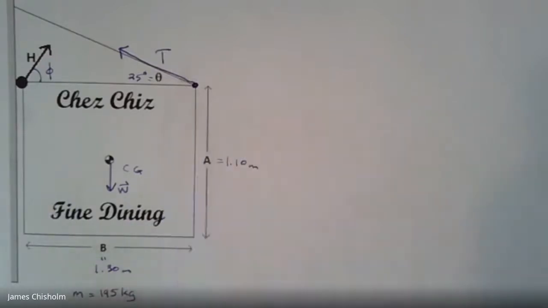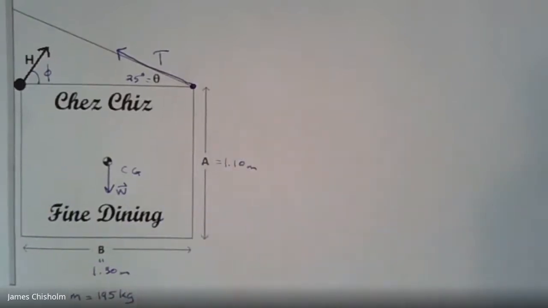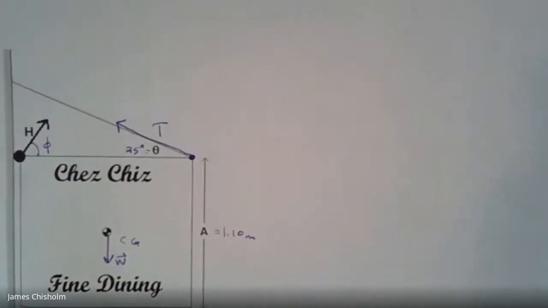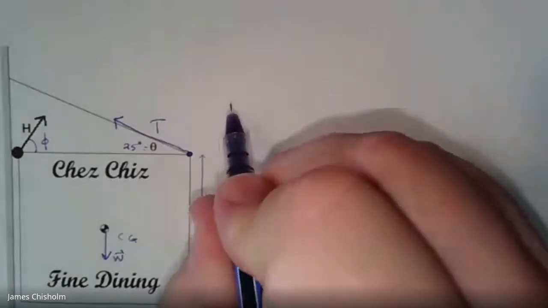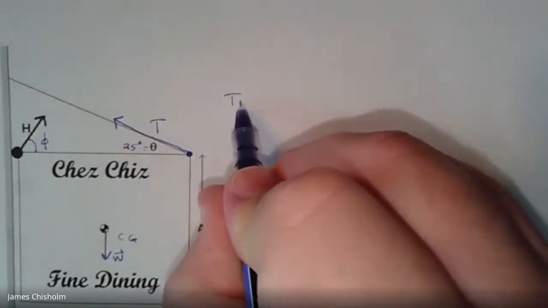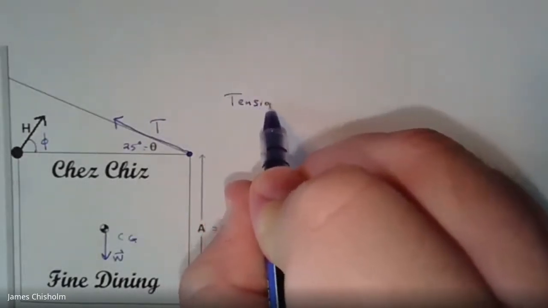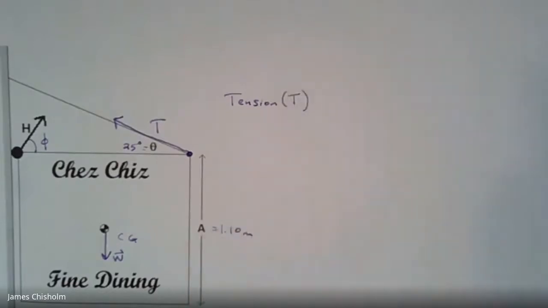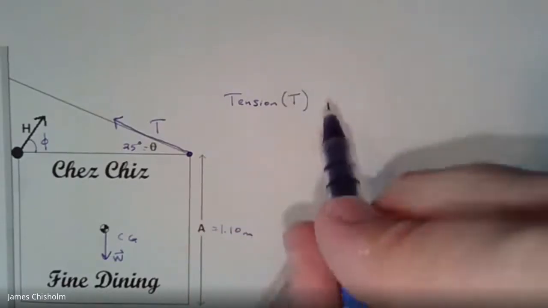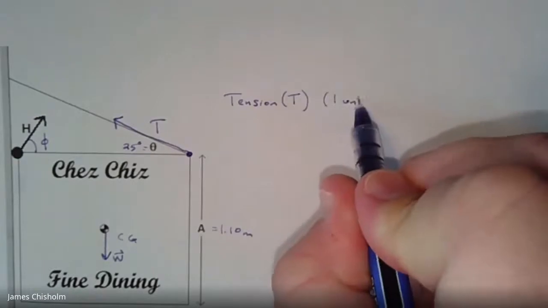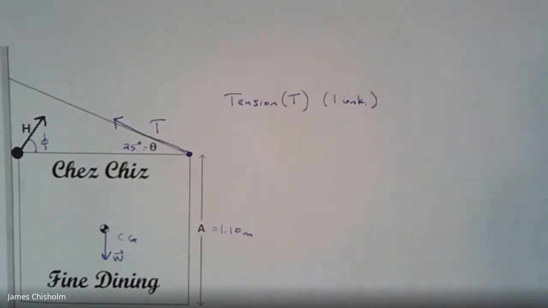So going through and listing the things that we know, and we've already written down everything we know. What we're trying to find is first, the tension. And the tension is just this magnitude, because we already know the direction. It's acting at 25 degrees. So that is going to represent one unknown quantity. That's one variable we're trying to find the value of.